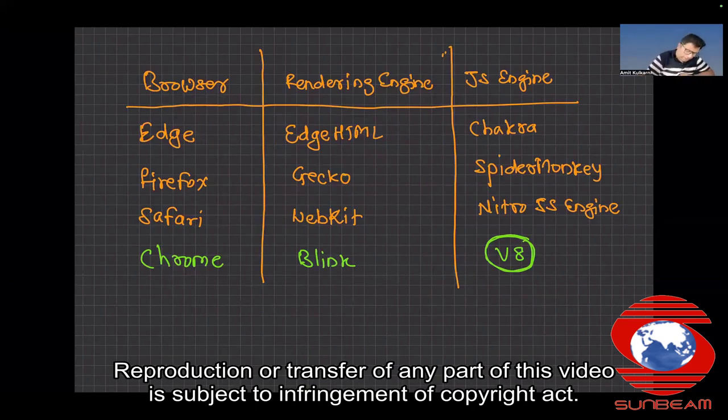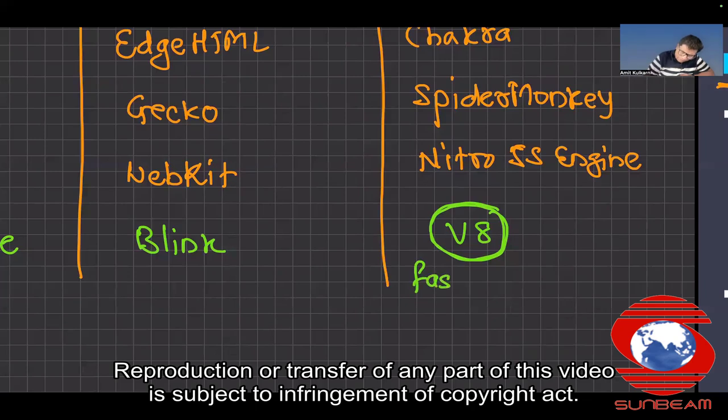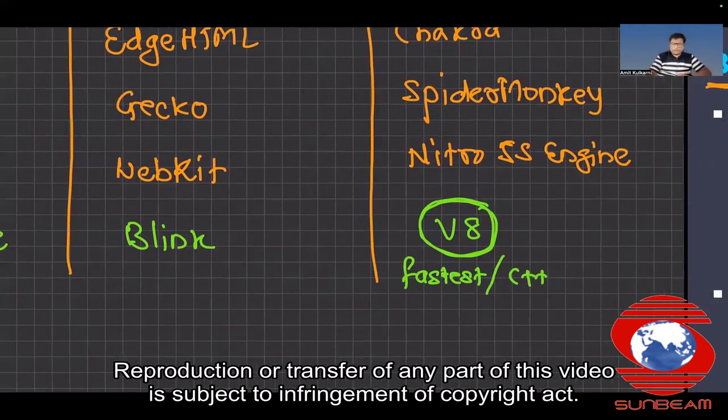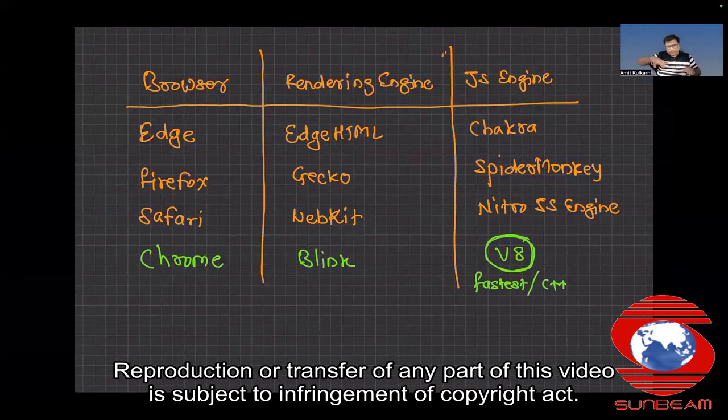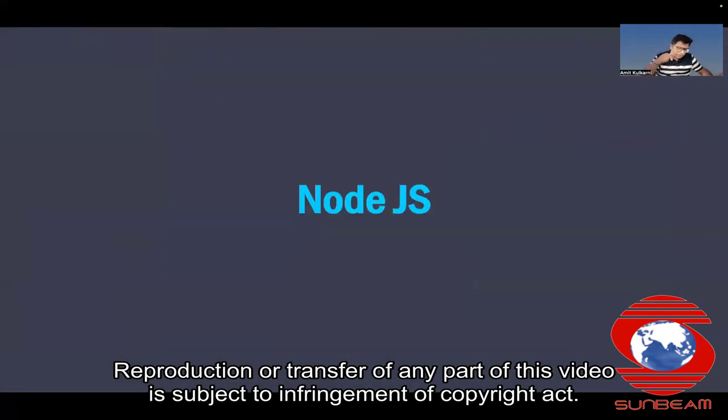Let me mention that also. This is the fastest one. More on that in tomorrow's session as well. Fastest because it is developed in C++. So he took the V8 JavaScript engine and then he created the entire framework around it. And today this framework is known as Node.js.